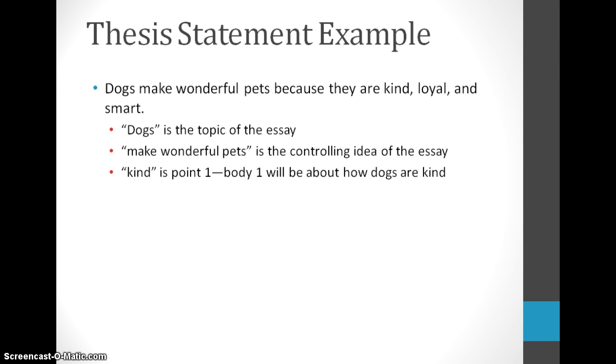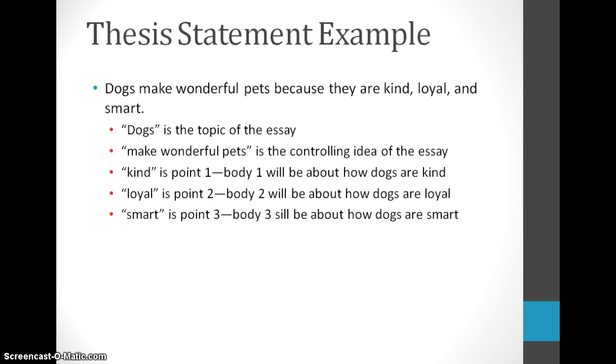Thus, body paragraph 1 will be about how dogs are kind. Body paragraph 2 will be about how dogs are loyal. And body paragraph 3 will be about how dogs are smart. Do you see how it's a little roadmap for your reader? They know exactly what to expect from each section of the essay. The order the points are listed in is the order the body paragraph should be written. This way your essay is easy to follow and you have direction to write. You and the reader know exactly where you're going.